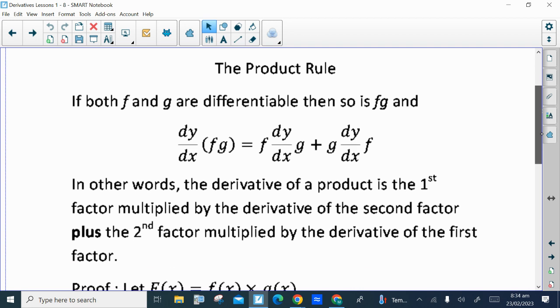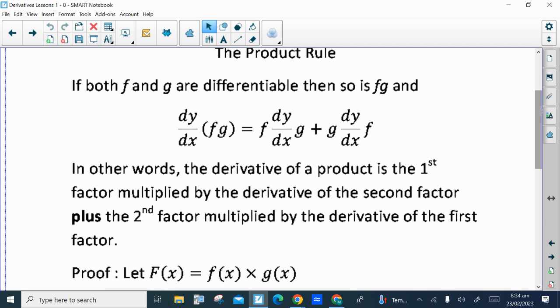And so today we'll learn about the product rule. If f and g, which represent functions, are differentiable, then so is f times g. And the derivative dy by dx of f times g can be found by taking f and then the derivative of g. So taking the first function by itself, multiplied by the derivative of the second function, plus the second function times the derivative of the first.